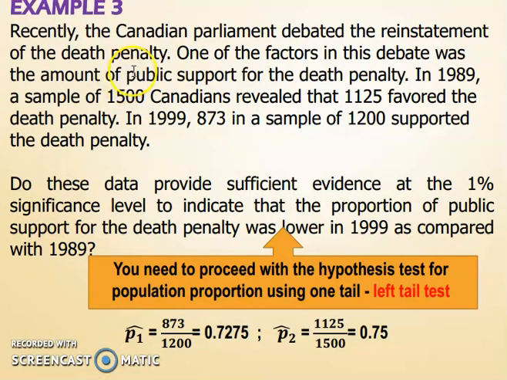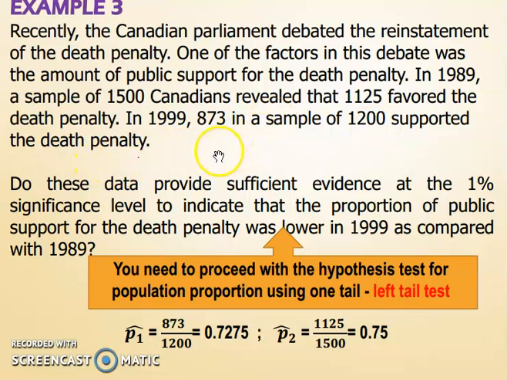So in this example, the Canadian Parliament debated the reinstatement of the death penalty. One of the factors was the amount of public support for the death penalty. In 1989, a sample of 1,500 Canadians revealed that 1125 favored the death penalty, and in 1999, 873 in a sample of 1200 supported the death penalty.